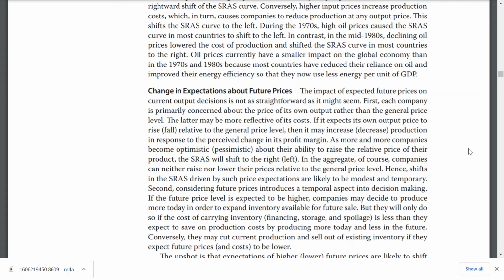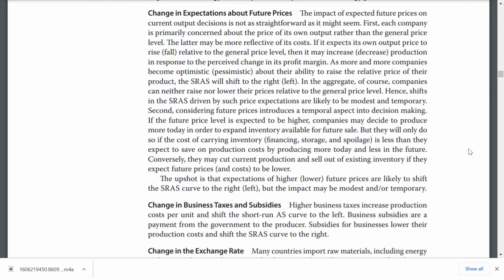In the aggregate, of course, companies can neither raise nor lower their prices relative to the general price level. Hence, shifts in the SRAS driven by such price expectations are likely to be modest and temporary. Second, considering future prices introduces a temporal aspect into decision making.